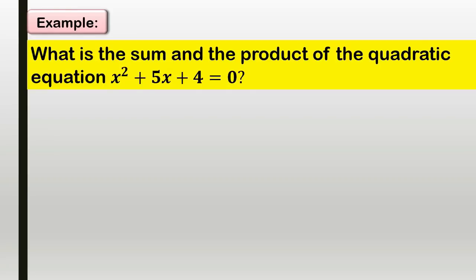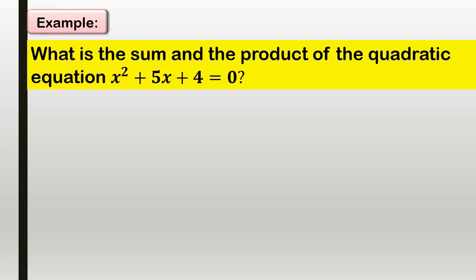But before we solve the sum and the product of the quadratic equation, ano yung una natin kailangan gawin? Since we have here the given equation, the first thing that we need to do is to find out the value for x. So, kailangan muna natin kunin ang value ni x. So, there are 4 methods that we can use to find out the value for x. So, ano-ano nga ba yung method na pwede natin gamitin para makuha natin ang value ni x?